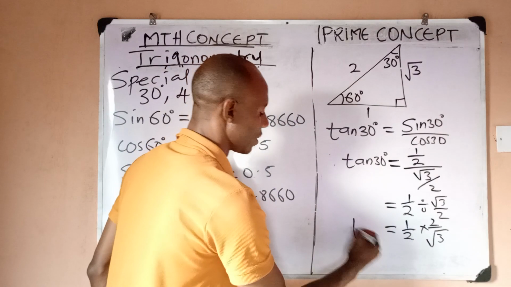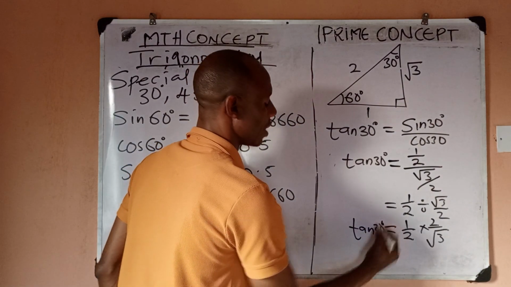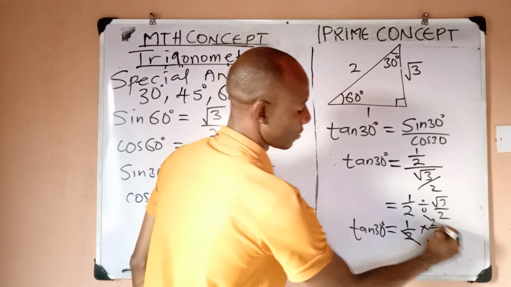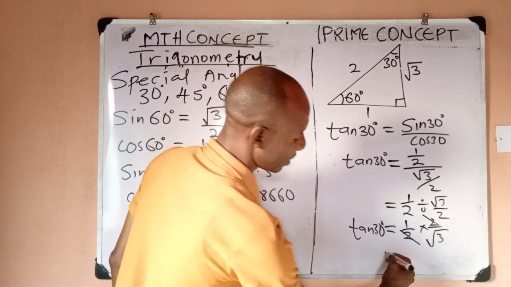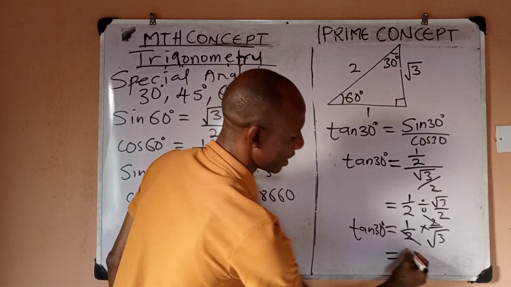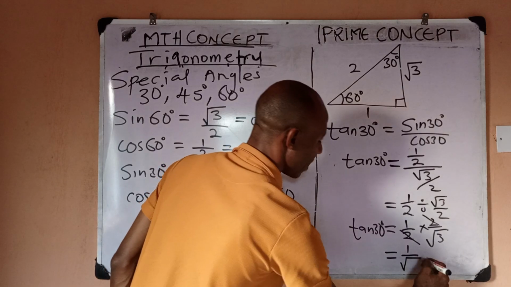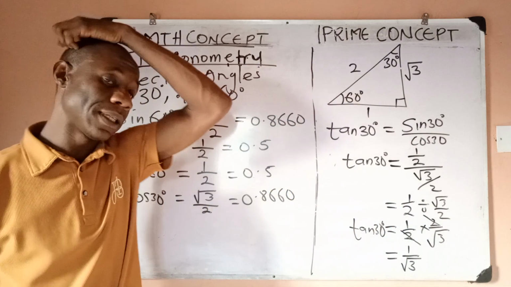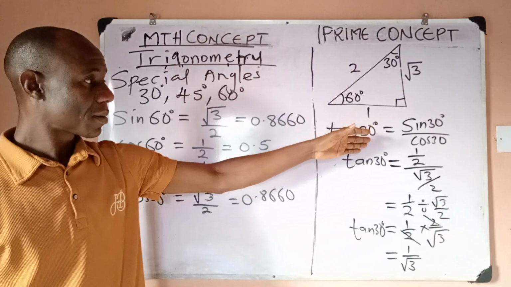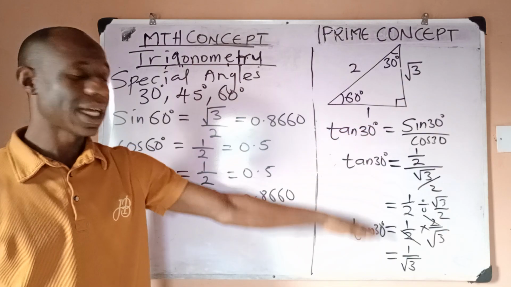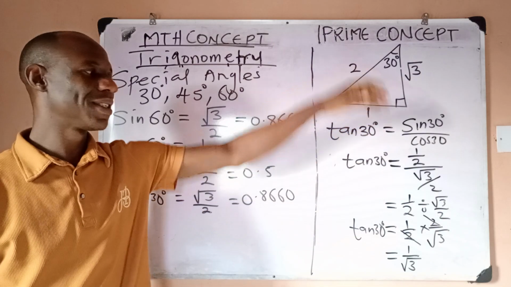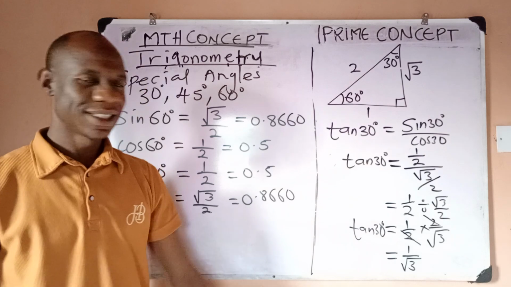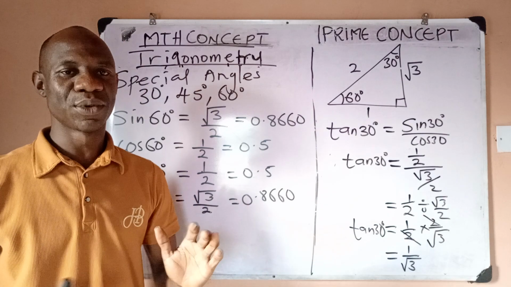So you would quickly notice that 2 can cancel 2. And at the end, you would find that tan 30 is actually 1 divided by root what? 3. So that is tan 30. That's how you can find tan, knowing that, okay, we can find tan this way. Of course, we can still use the triangle to get tan. I just decided to take you through a process.